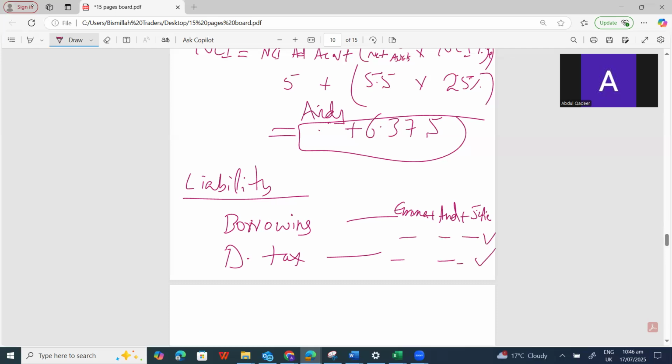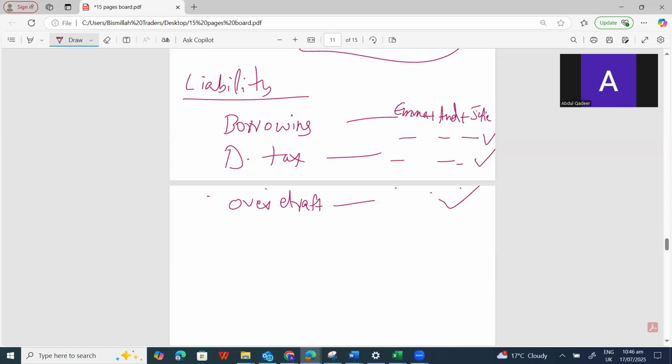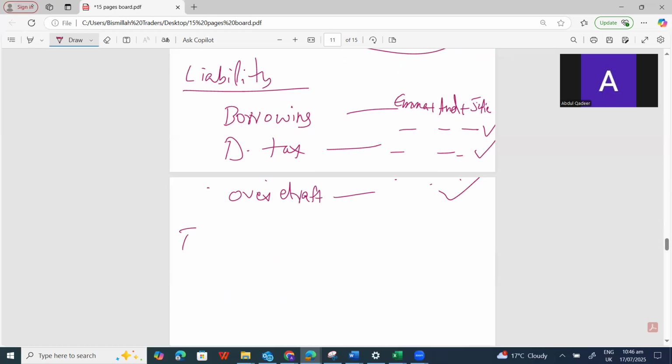This will be our overdraft. Similarly, add up together. This is now current liabilities, overdraft: Emma, Andy, Julie, add up together. You just need to add up. And similarly, trade and other payables. From here, you have to remove some of the transactions as you have studied.